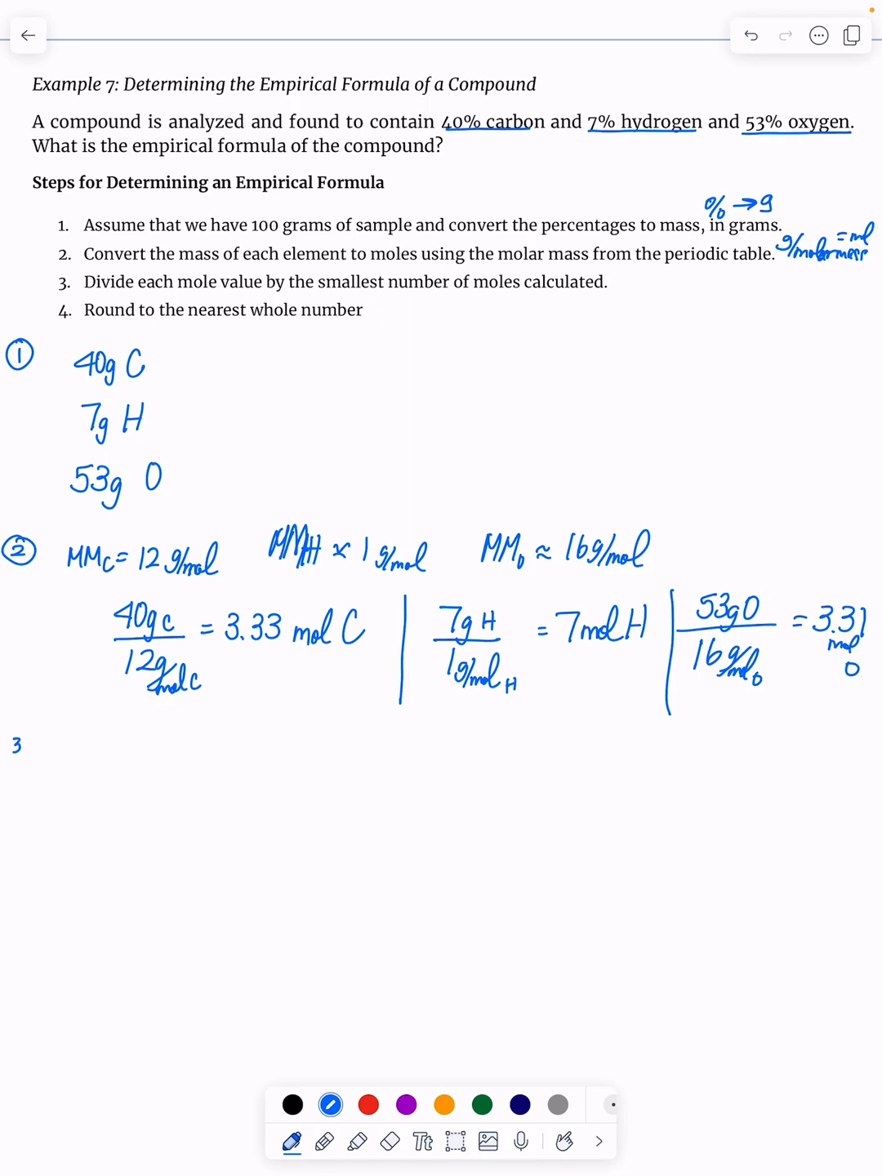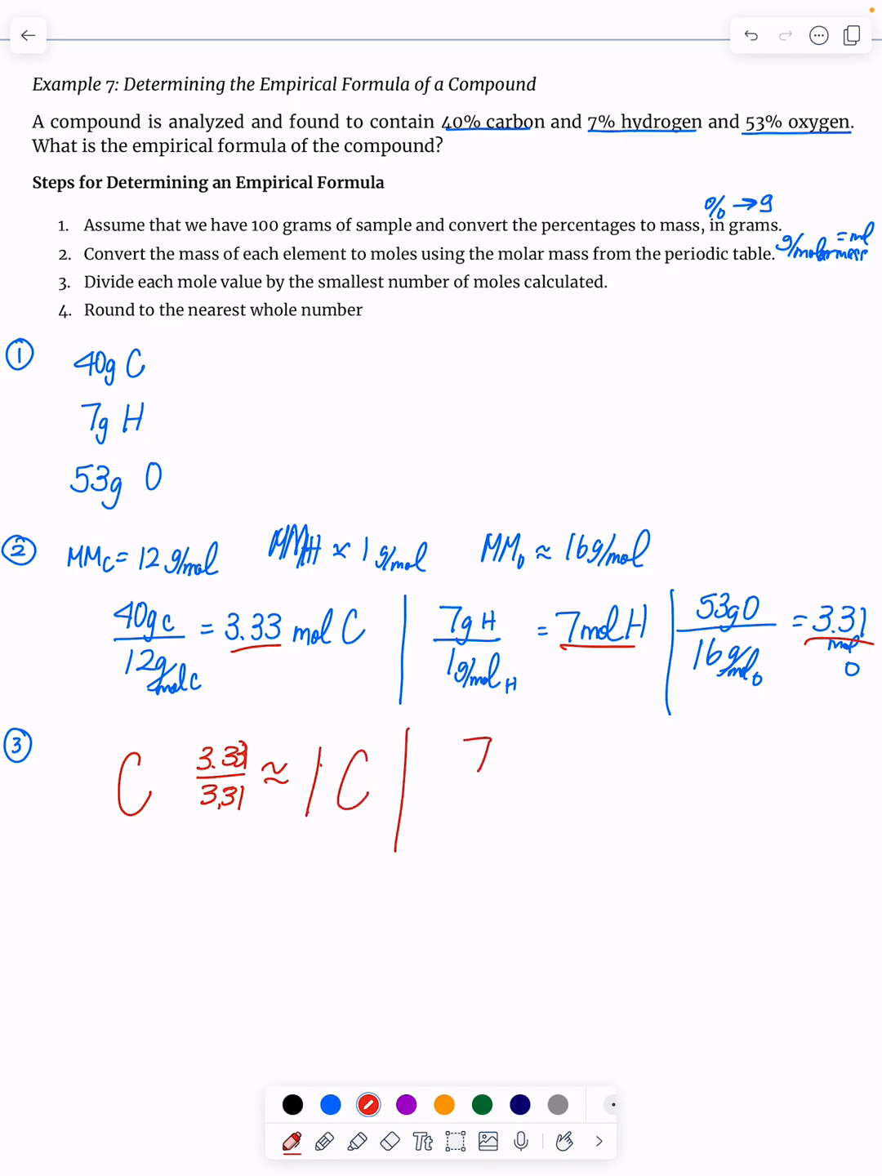And then the third step says take these moles, divide by the smallest moles. Well, between the 3 of them, it looks like 3.31 is the smallest. So I'm going to take all 3 of these. I'm going to do carbon first. I do 3.33 divided by 3.31, and we get about 1 carbon.